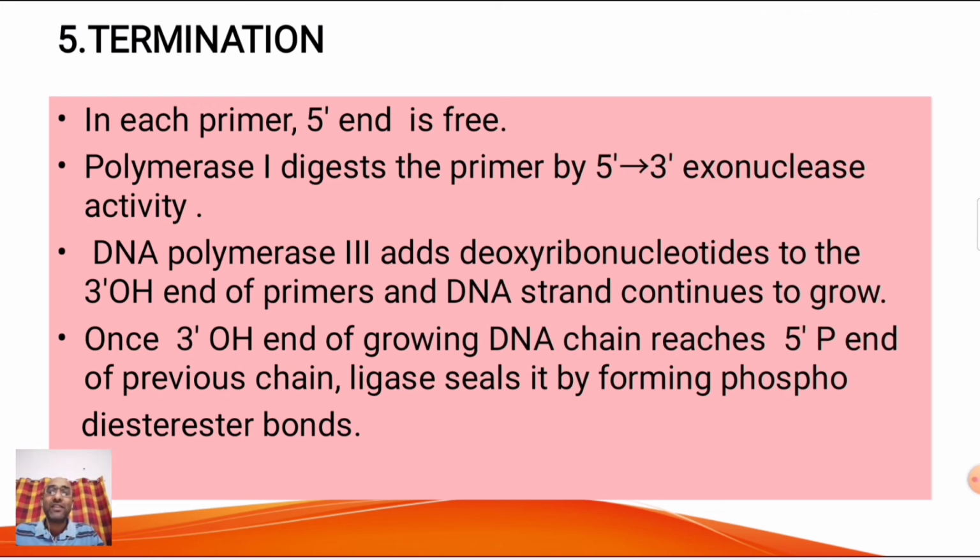Okay. Once the 3'OH end of the growing DNA chain reaches the 5'P end of the previous chain, ligase seals it by forming a phosphodiester bond. So, after the primers have been removed, DNA polymerase adds new deoxyribonucleotides, both in the Okazaki fragments as well as the continuous segment where the primers have been removed, and these are joined by means of phosphodiester bonds through the ligase enzyme.